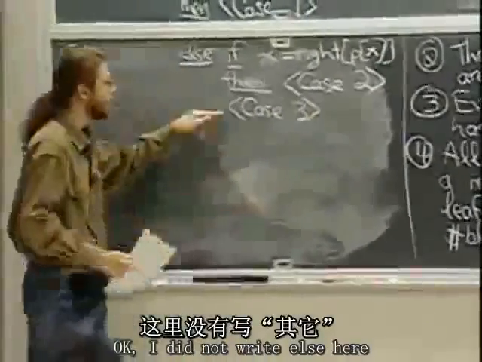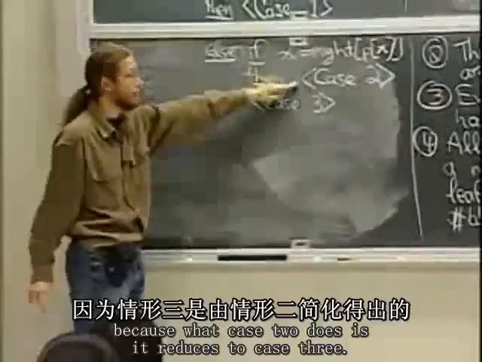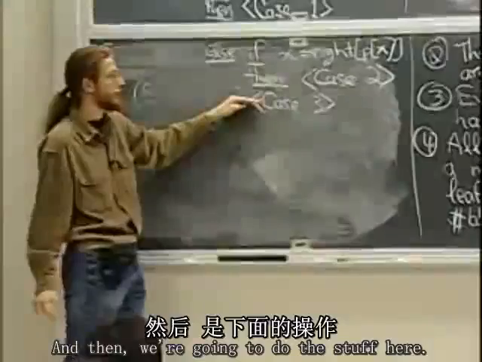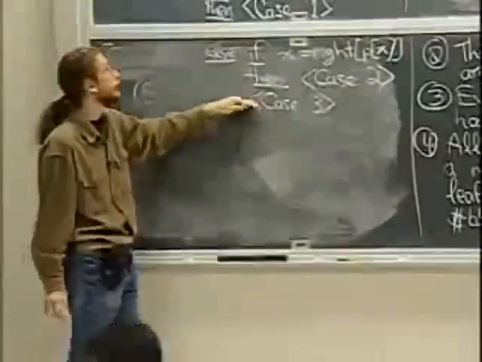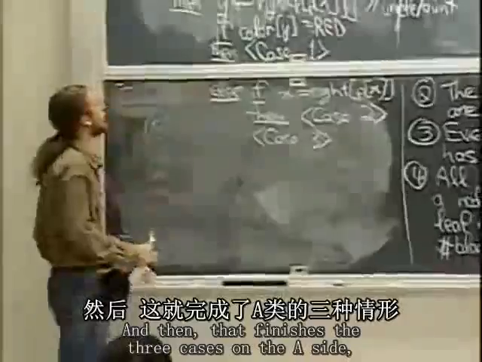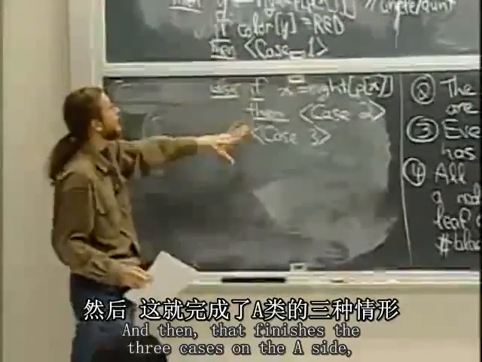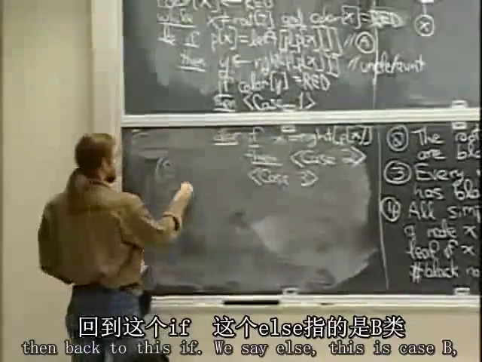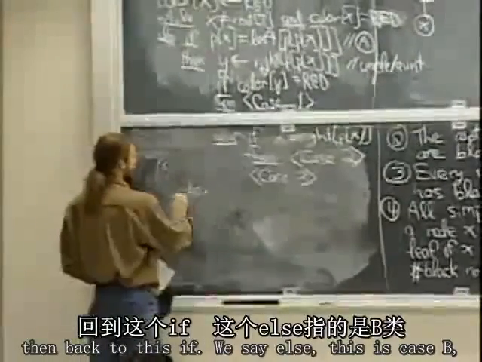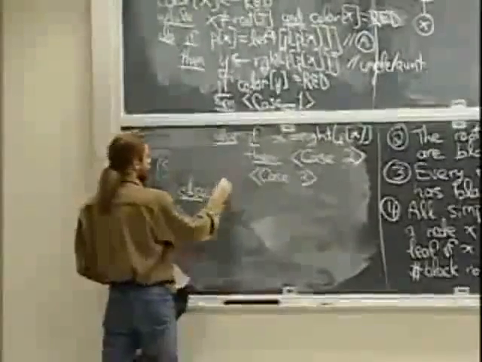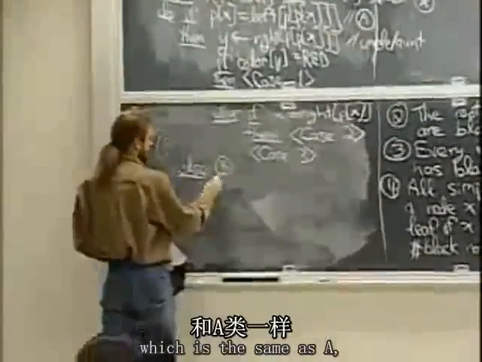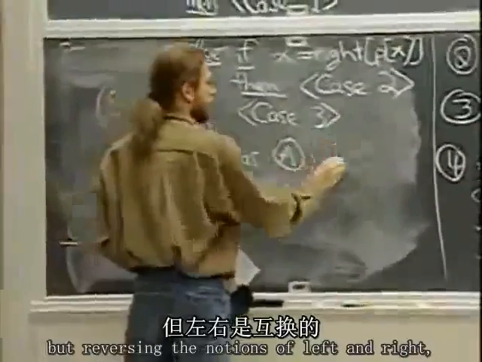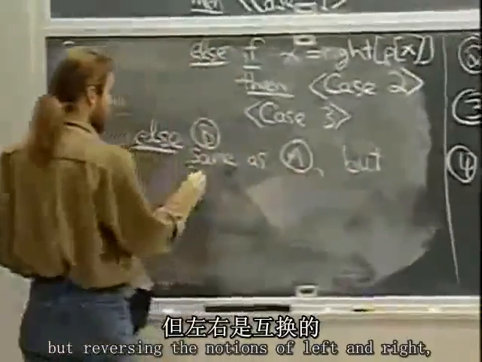Okay. I did not write else here, because what case 2 does is it reduces to case 3. So in case 2, we're going to do the stuff that's here, and then we're going to do the stuff here. If we're in case 3, we just do the stuff here. If we're in case 1, we just do the stuff here. And then that finishes the 3 cases on the A side. Then up back to this if, we say else, this is case B, which is the same as A, but reversing the notions of left and right.